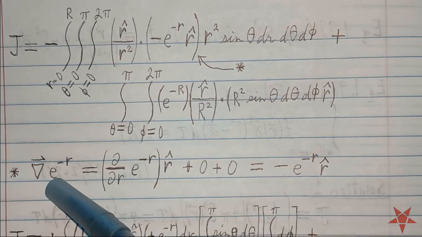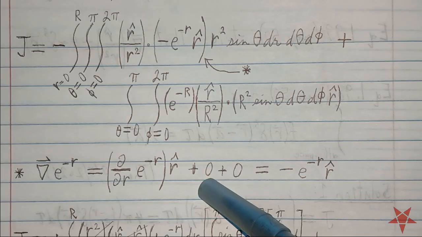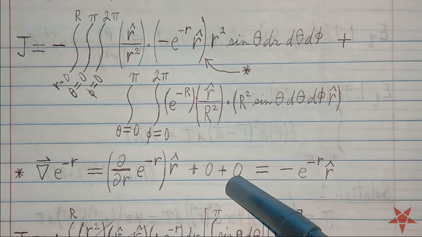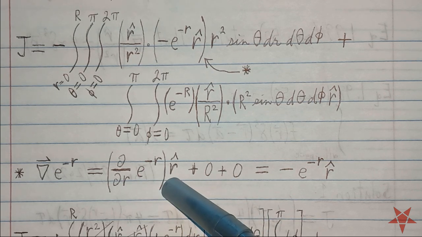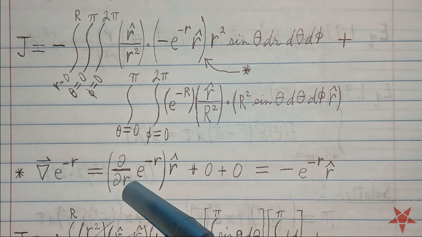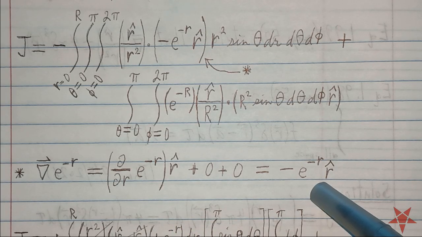The evaluation of the gradient of e to the negative r, of course, has zero dependence on the phi and theta. I'll call them the phi and theta degrees of freedom. Those are zeroed out. The only variable that can have a derivative taken of it is the r, the component with r dependence, in this case e to the negative r. So that's how we end up with that.